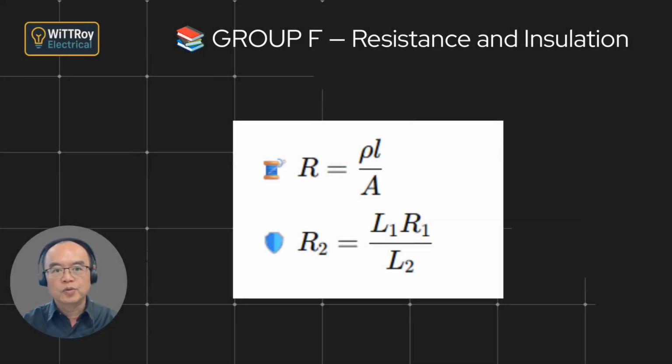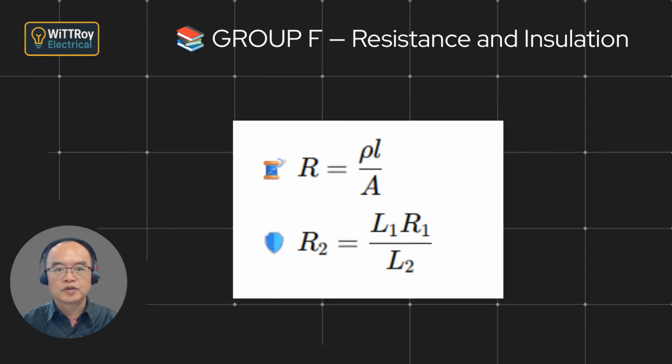Now we are starting Group F, which includes resistance and insulation resistance. These formulas explain how resistance depends on material, length, and cross-sectional area, and how insulation resistance changes with conductor length. Let's go through each formula. Now we go to the first formula in Group F.